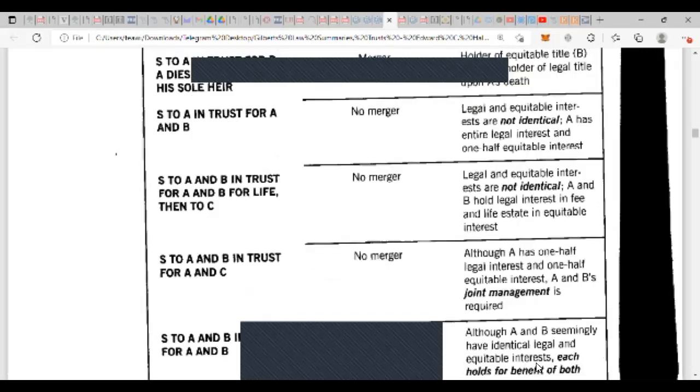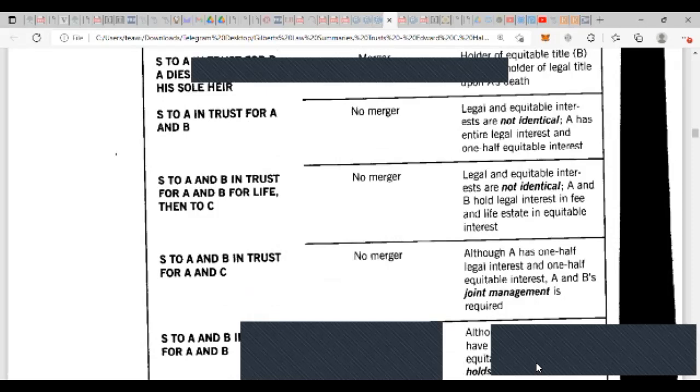S to A and B, so the settlor puts two trustees in charge. So A and B in trust for A and B. So they both have legal and equitable interests for life, then to C. Okay, so it says the legal and equitable interests are not identical. A and B hold legal interest in fee and life estate and equitable interest.